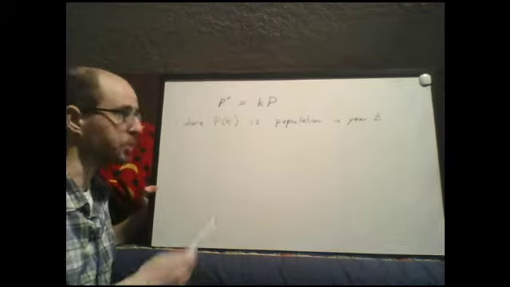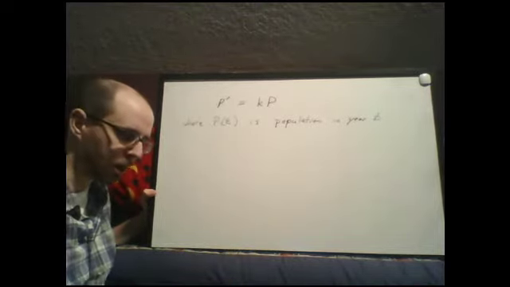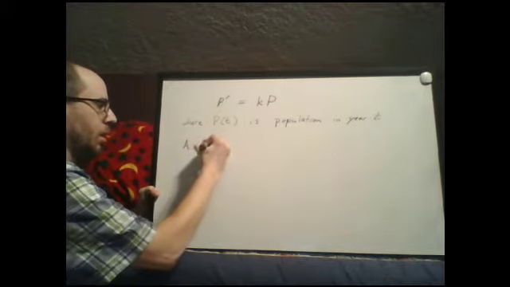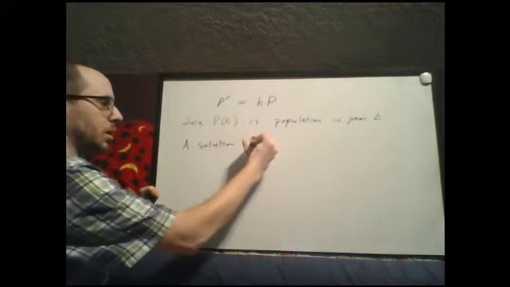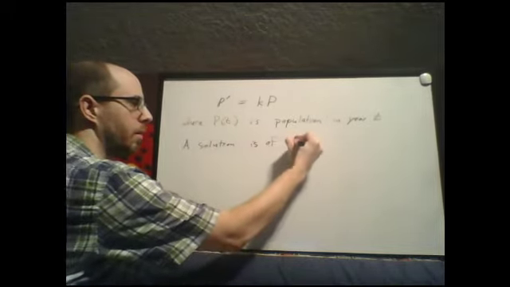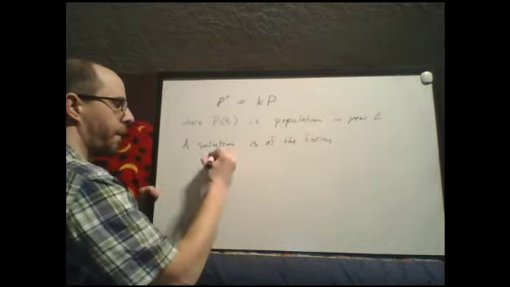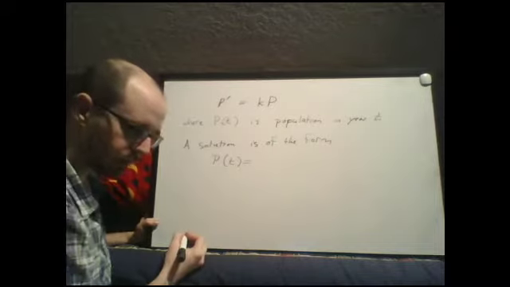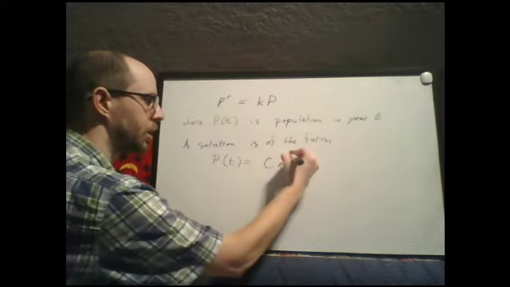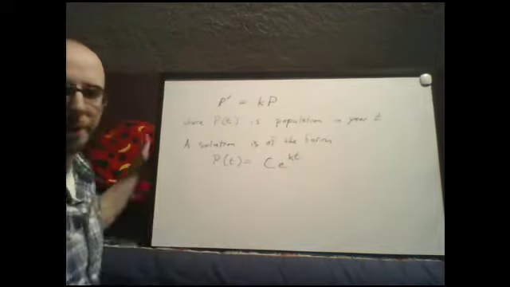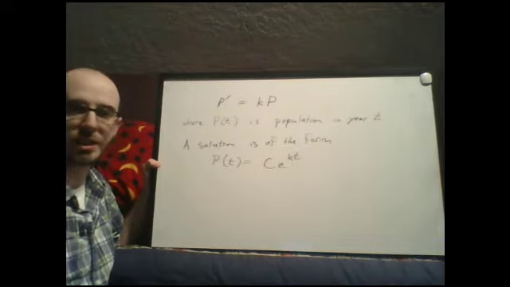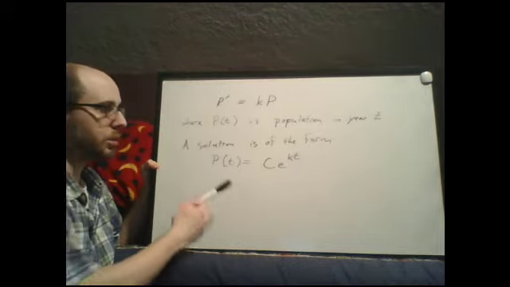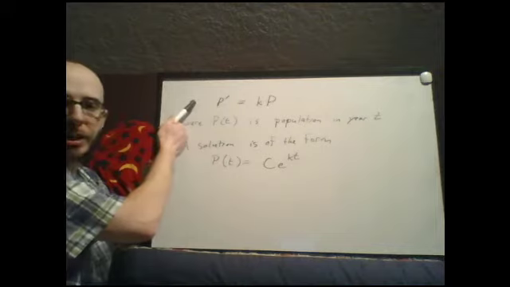So I'm not going to show you how you solve this problem just yet, but a solution is of the form p of t equals, we need a variable, say c e to the kt, where c is a constant. So let's just check that this is a solution. Something's a solution if it satisfies the differential equation.